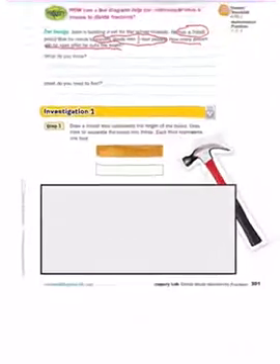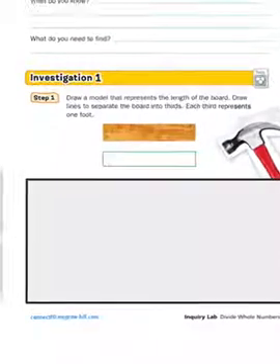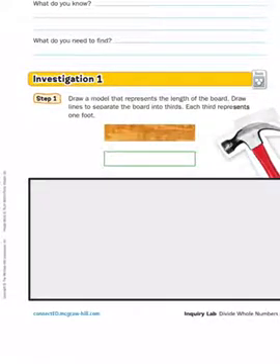So going down to the investigation, I have steps 2 and 3 covered up because I just want you to watch. You could do this with me or you could just watch. It says, draw a model that represents the length of the board. Draw lines to separate the board into thirds. Each third represents 1 foot. So remember, this board is a 3-foot board. The whole thing is 3 feet. So I'm splitting it into thirds because each third is a foot. There's 1 foot, 1 foot, and 1 foot.